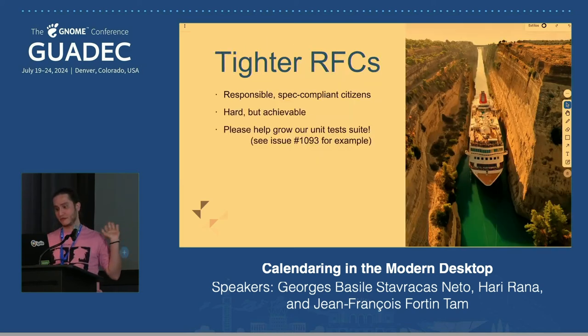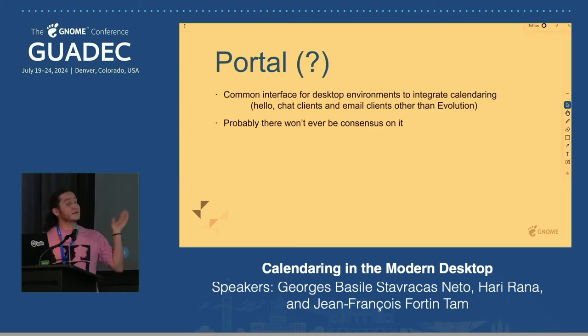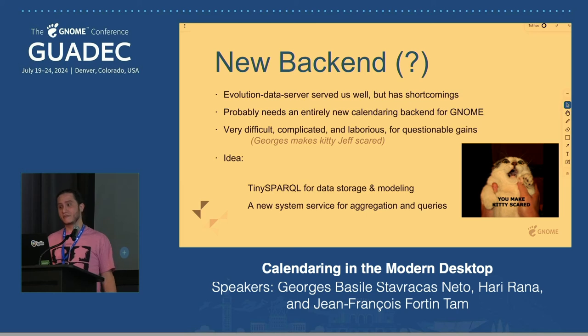We want to get to the point where we are RFC compliant. It's super difficult. There have been talks about doing a calendaring and general portal for this kind of stuff. It's probably never going to happen because we cannot ever agree on what is an event and how they should be represented. But we can dream, right? And something that is in the pipeline is maybe a new backend based on Tiny Sparkle, previously Tracker, because it's going to be much, much, much faster than Evolution Data Server, orders of magnitude faster and better and more sane, I think.